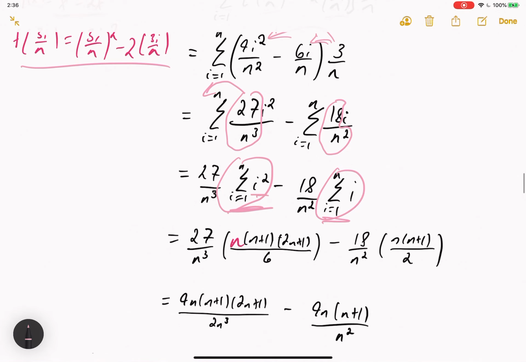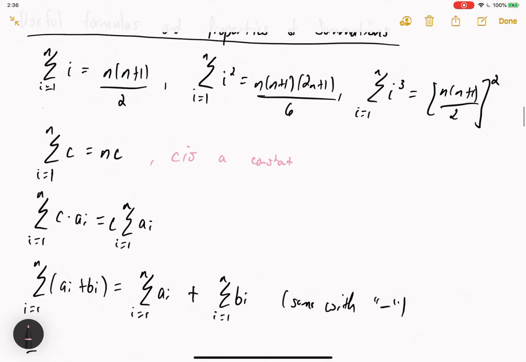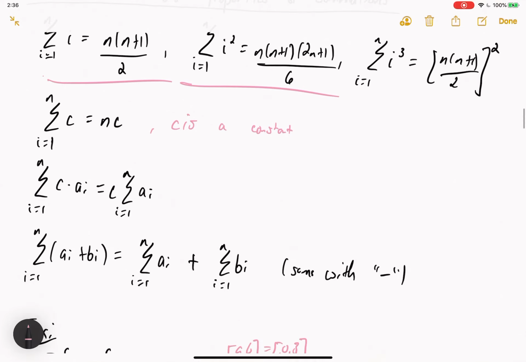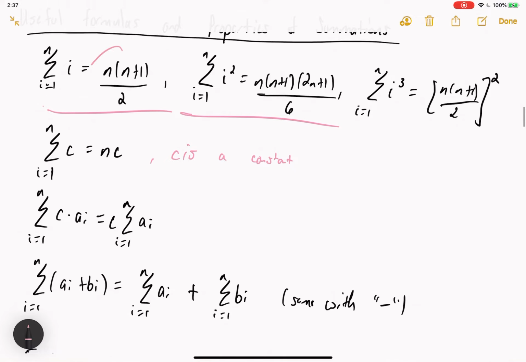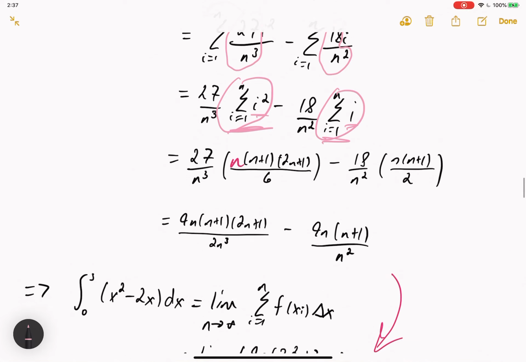This one is the sum from i equals 1 to n of i squared, and the other one's just i. But we have these right here. Here's the one for i squared, here's the one for i. n times n plus 1 times 2n plus 1 divided by 6 for i squared. And then the other one's going to be n times n plus 1 divided by 2. So we can plug those in.